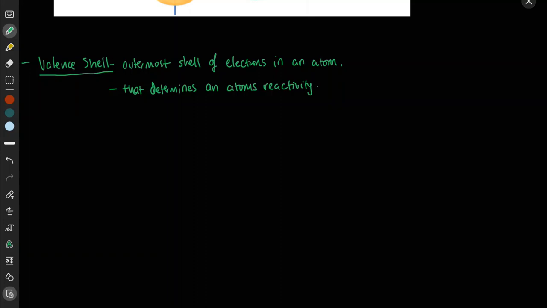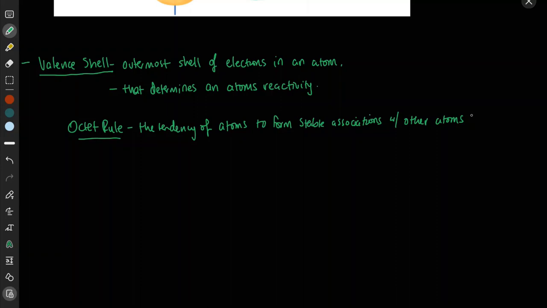Okay, so why is it the number of, sorry, number of electrons in the valence shell that determines reactivity? Well, that has to do with what's called the octet rule. The octet rule just discusses the tendency of atoms to form stable associations with other atoms in order to completely fill their valence shell. Okay, so valence shell or the outermost shell, right?